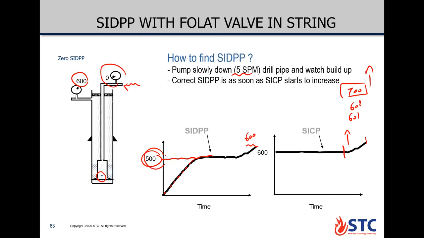So to get the original value of shut-in drill pipe pressure, you need to subtract the additional 100 PSI from both gauges: from casing to be 600 and from drill pipe pressure to be 500.